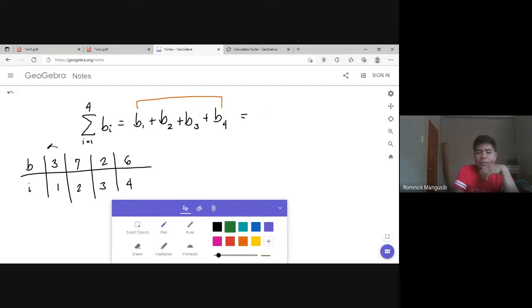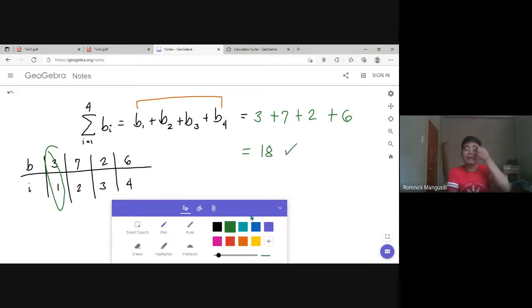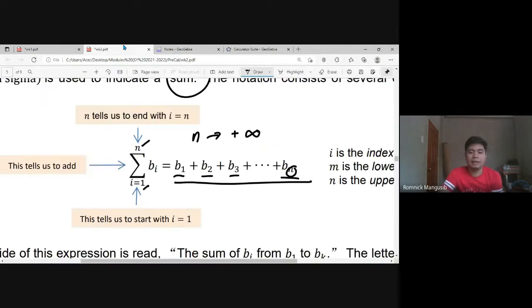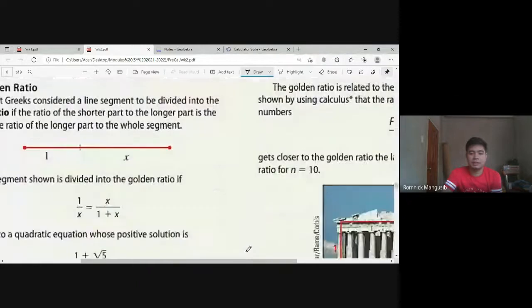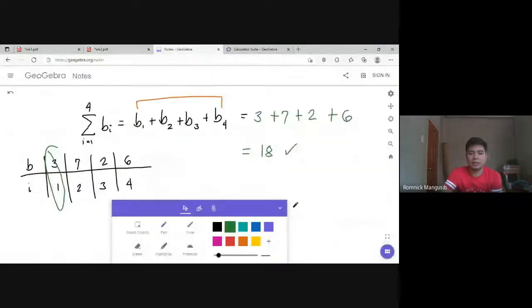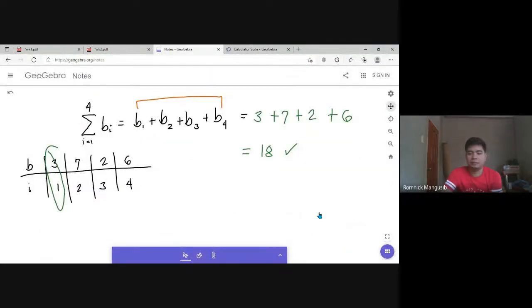Pero kung ibinigay ang values, then you need to substitute. So anong b sub 1? Ito. The answer is 3. B sub 2 is 7. B sub 3 is 2. And B sub 4 is 6. Add them all together, your answer must be 18. So this is the total. Yan ang basic understanding sa summation. Get the total. Pero may mga rules na dapat nating makilala. So tinanong natin yung rules. Sige, I think we can now have to summarize them all.